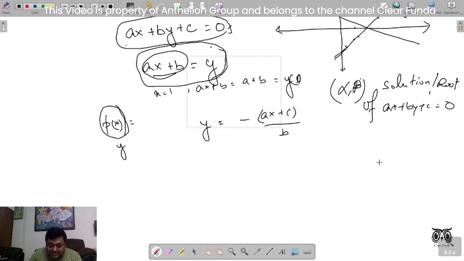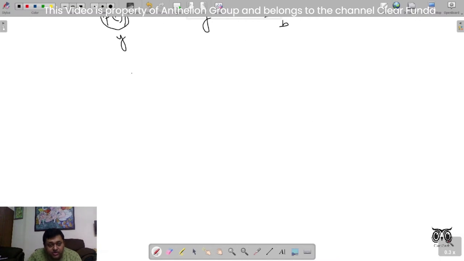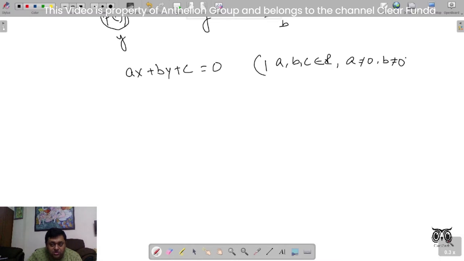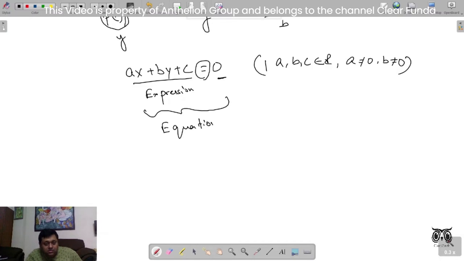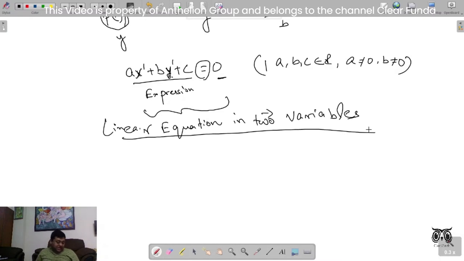So you clearly understand from here that an expression of the form ax plus by plus c, such that a, b, c are real numbers, a not equal to 0, b not equal to 0, is an expression. When we put it equal to 0, it becomes an equation. Only this much is an expression. Now when we put an equal sign and put a value 0 on the right side, then it becomes an equation. What is the degree of x and y? All 1. So this is linear. And x and y, how many variables are there? Two variables. So this is a linear equation in two variables.